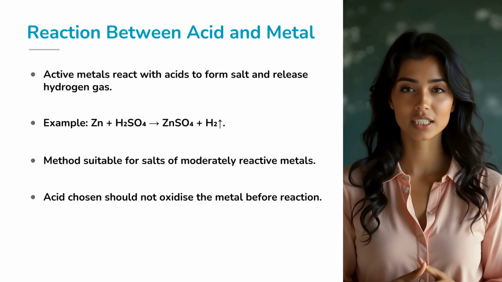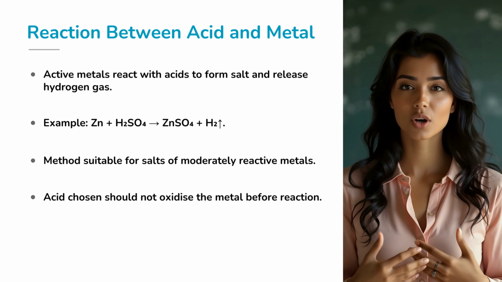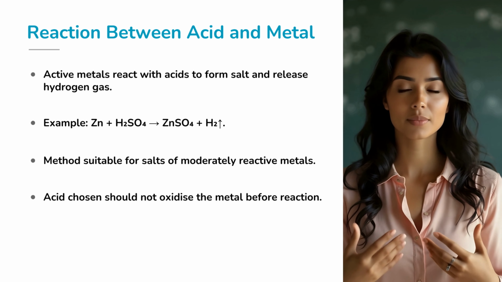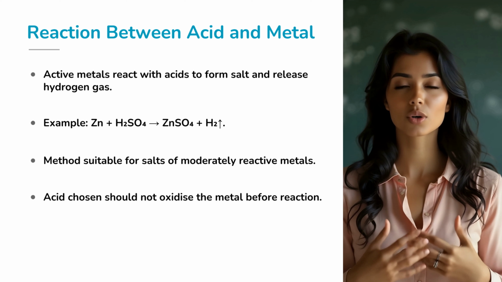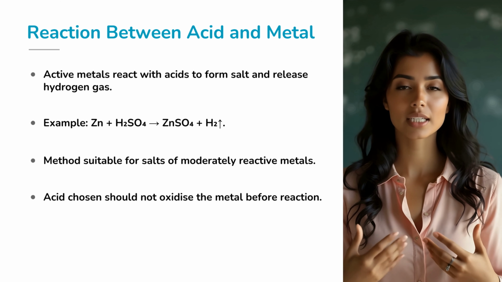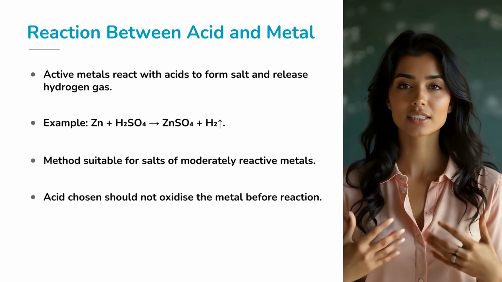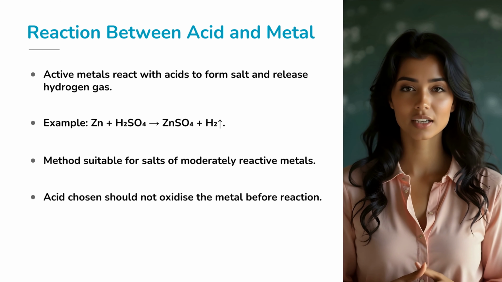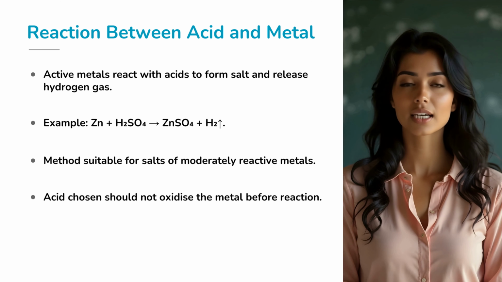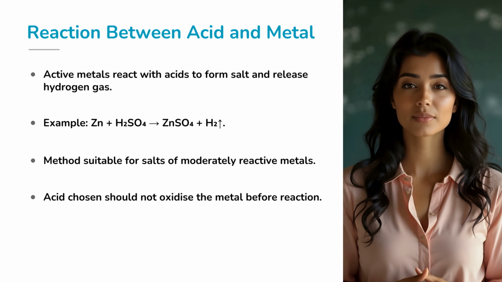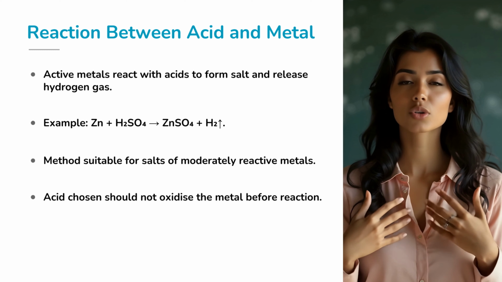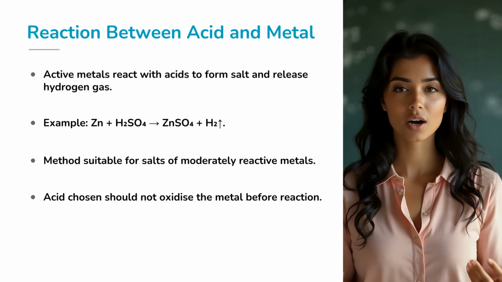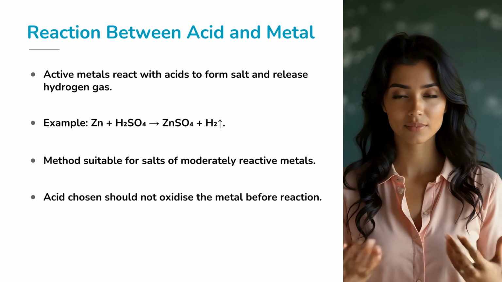Want to see chemistry in action? Just drop a piece of metal into acid and watch the bubbles form. Reactive metals can form salts by reacting with acids, releasing hydrogen gas in the process. A common example is zinc reacting with dilute sulfuric acid to form zinc sulfate and hydrogen gas. This method works well for moderately reactive metals, those that can displace hydrogen but aren't too hazardous to handle.